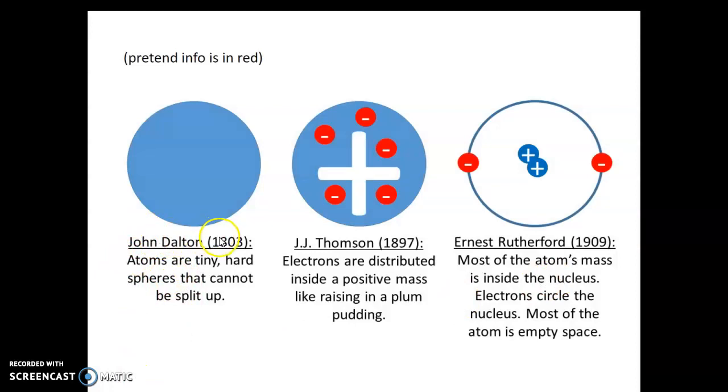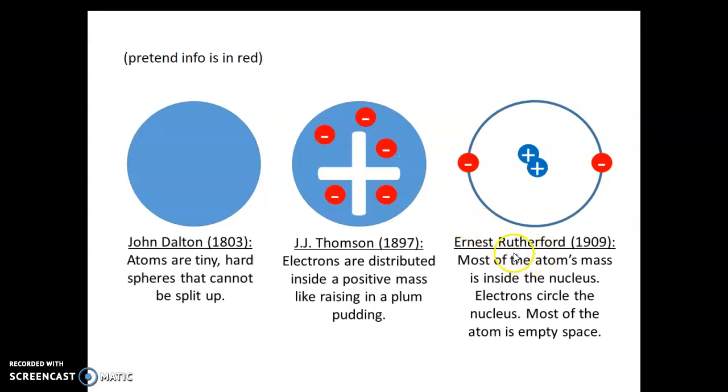John Dalton discovered his information about 1803. Atoms were tiny. They were hard spheres that can't be split up. So we couldn't really see them or know what was going on. By 1897, J.J. Thomson said electrons are distributed inside a positive mass like raisins in a plum pudding, or raisins in your oatmeal. You know, the electrons are floating around.